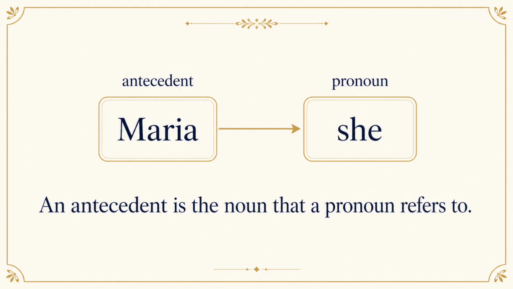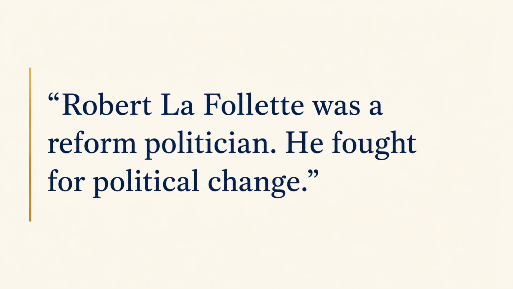One common inference readers make is connecting pronouns to their antecedents. An antecedent is a noun that a pronoun refers to. For example, Robert Lafayette was a reform politician. He fought for political change. The pronoun he refers to Robert Lafayette. The writer does not explain that connection directly. The reader must infer it.